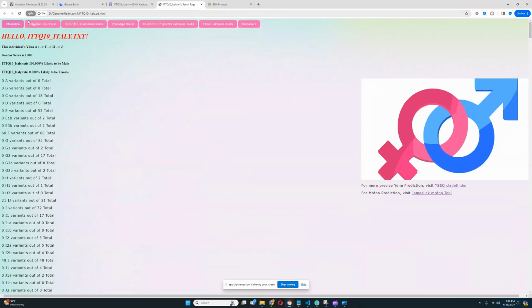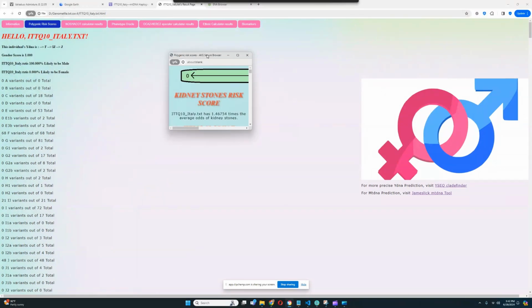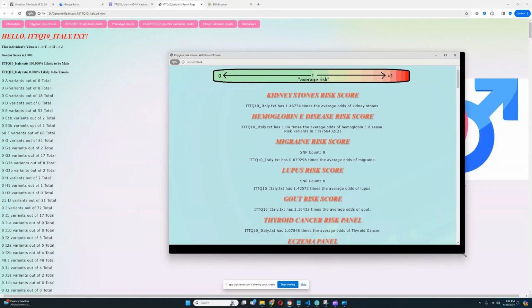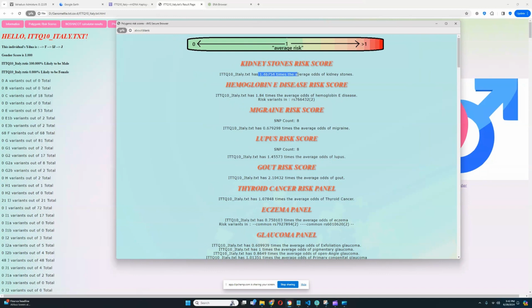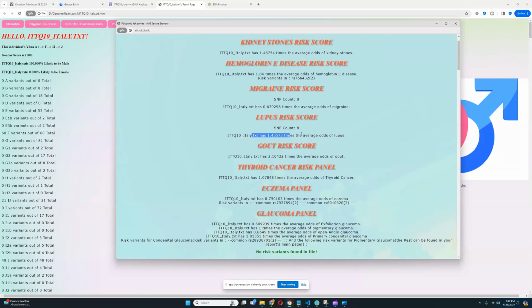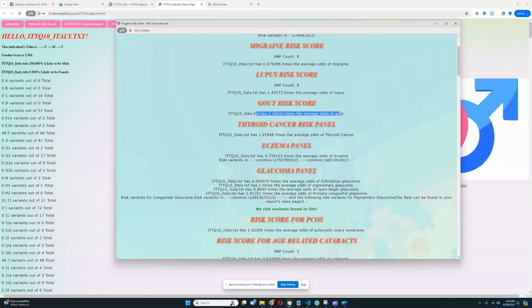Okay, let's go ahead and look at the polygenic risk scores. I am going to ignore everything that is average and only look at the stuff that is either very above or below average. So it looks like he has a very high score for kidney stones, a very high score for hemoglobin E disease, low score for migraine, high score for lupus, very high score for gout.